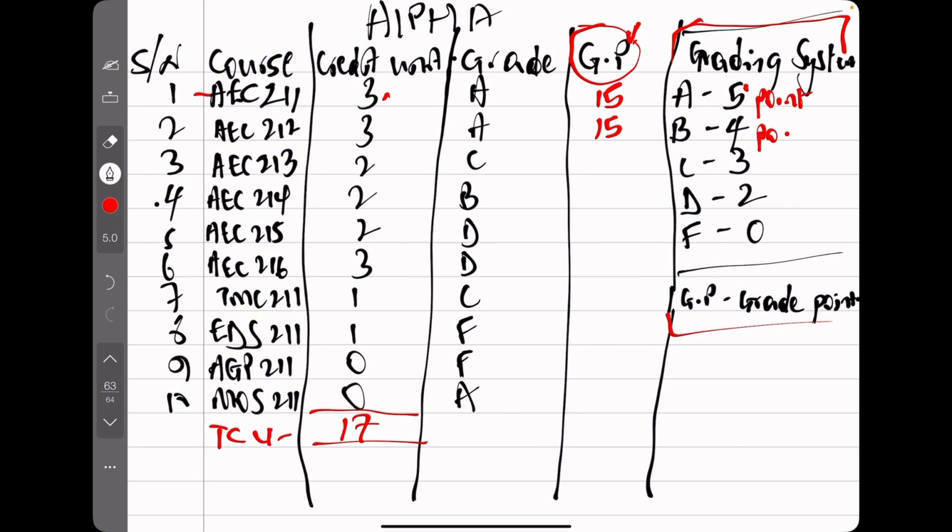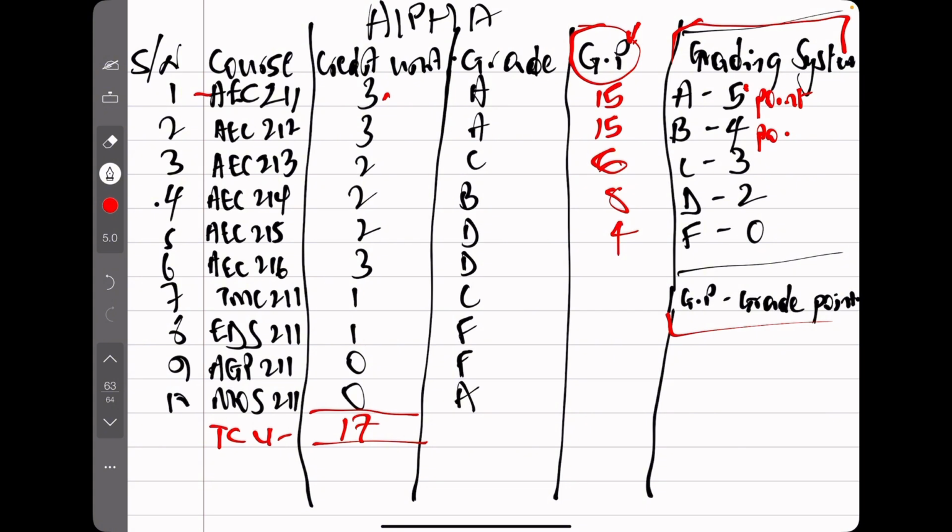2 times, okay, there's a C in AC213. So 2 times 3, that's 6. In AC214, also a 2 unit course, but it's a B this time. So 2 times 4, that's 8. For AC215 it's a D this time. So 2 times 2, because D has 2 points in the grading system. So that's 2 times 2, and that's 4.